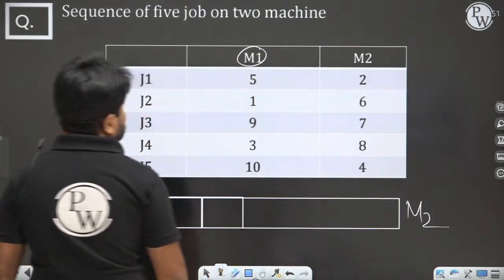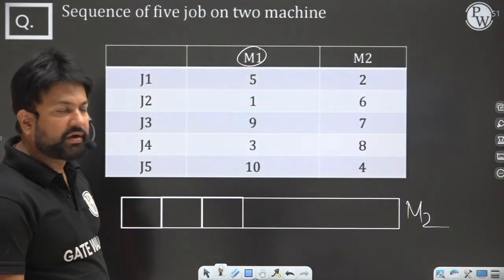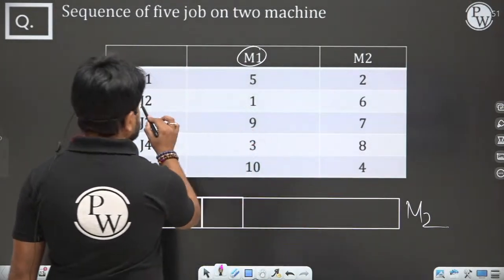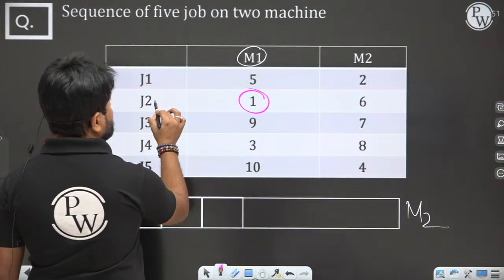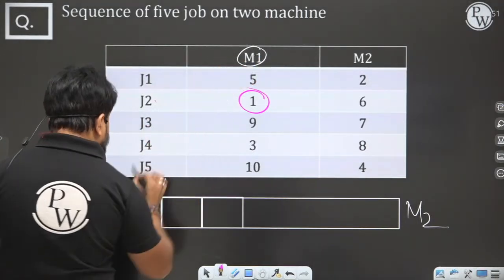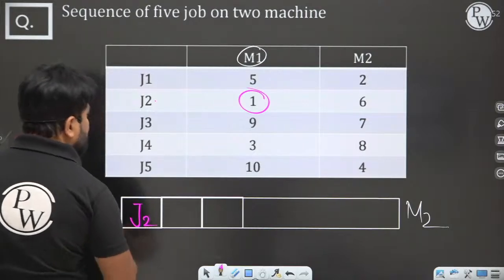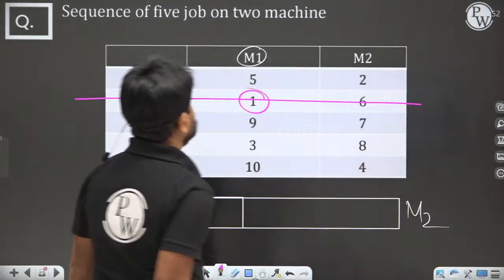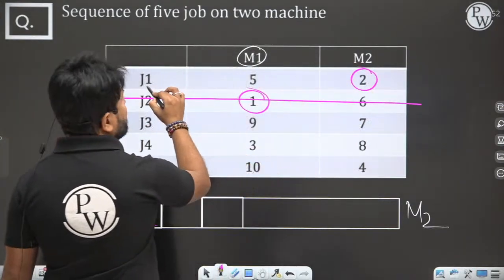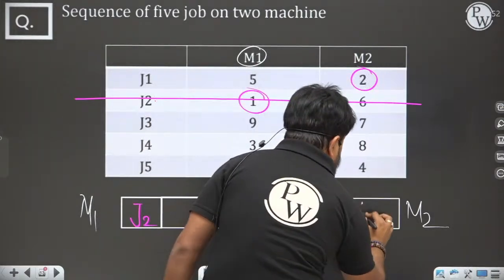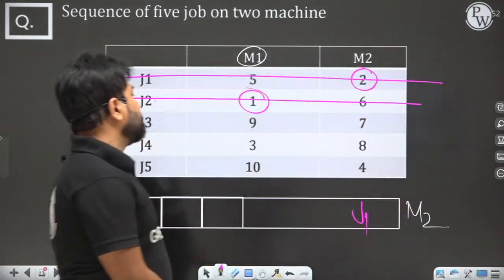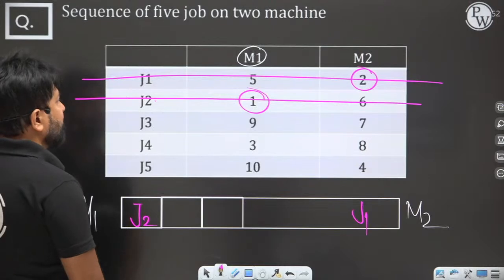Now select the job which has the lowest processing time. So here you have seen 1 is the lowest processing time, of J2 on M1. So arrange that J2 near M1. Now remove this from the algorithm. Again select the smallest processing time, that is J1 on M2. So arrange that J1 near M2.